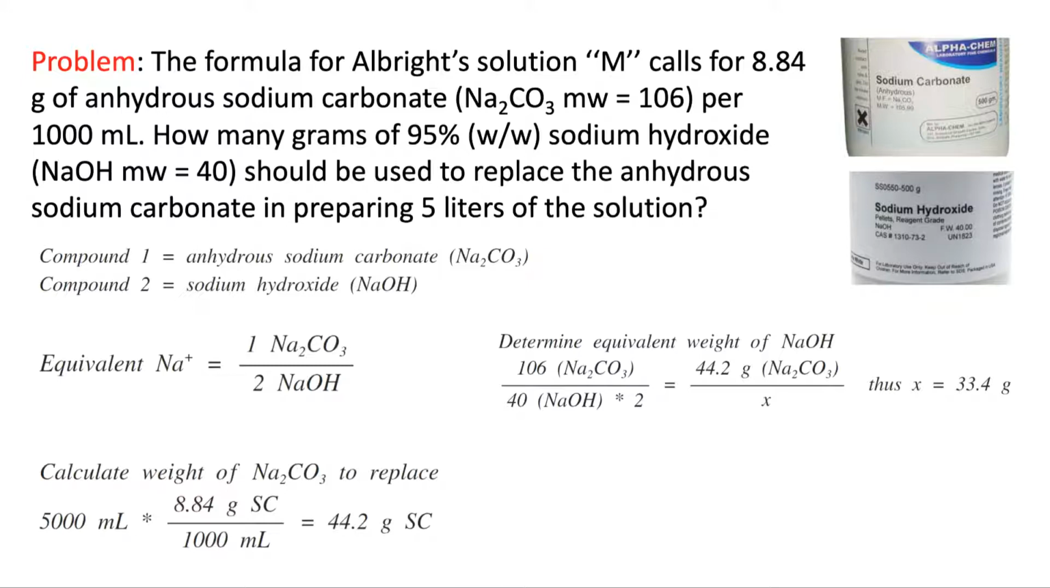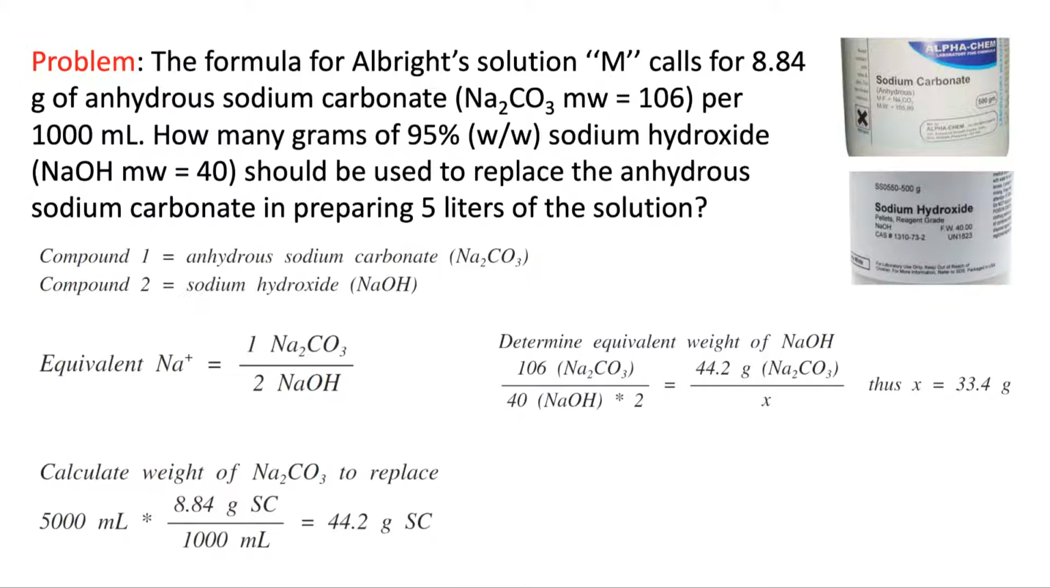So up to now, this is the same thing we've done before. We've set a ratio or a proportion of molecular weights. In this case, sodium carbonate on top with 106 over 40, which is the sodium hydroxide. But notice, we need to multiply the value of 40 for the sodium hydroxide times 2, because it takes 2 sodium hydroxides to replace the same number of sodiums that you get from 1 sodium carbonate. So that's why, remember, we said the equivalent weight we need for every 1 molecule of sodium carbonate, we need 2 molecules of sodium hydroxide.